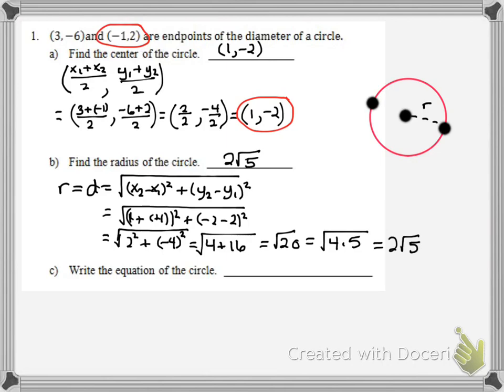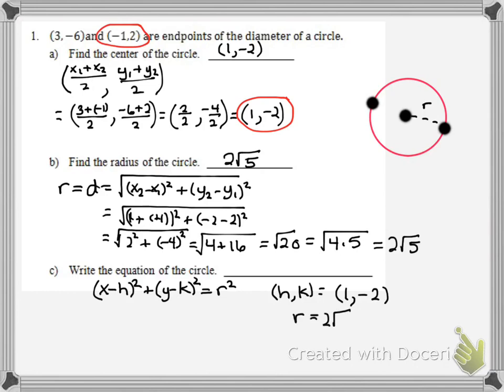Now we want the equation of the circle. So let me just remind you of the equation of the circle. It's x minus h squared plus y minus k squared equals radius squared. Now remember, h and k come from the center. So the center is h, k, which for our problem we found out was 1, -2. So that's what h and k are. The radius is 2 radical 5, or we can use square root of 20. That'll actually be a little bit easier in just a minute. So we're going to take these two and plug them into the formula.